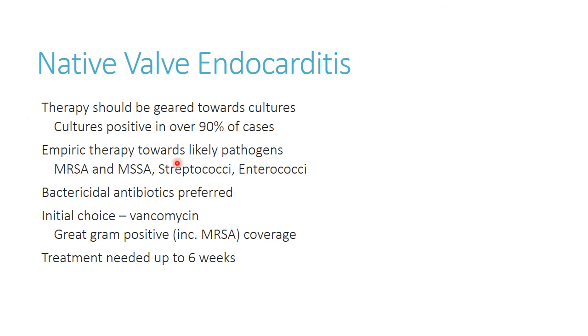Anyway, the empiric therapy should be geared towards these gram-positives. So again, we're covering for MRSA and MSSA, Streptococci, Enterococcus, all of that should be covered here. And we prefer bactericidal antibiotics because, again, this is something that can be very difficult to treat, and it can be very difficult to penetrate that vegetation. So you've got to be able to get something that's going to kill off those bacteria. So the thing we want to choose first is going to be vancomycin. It's going to be our go-to drug to start off with endocarditis.